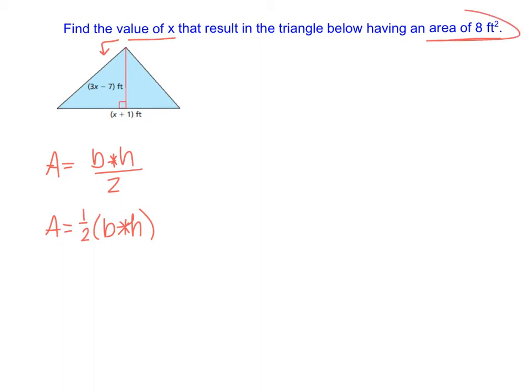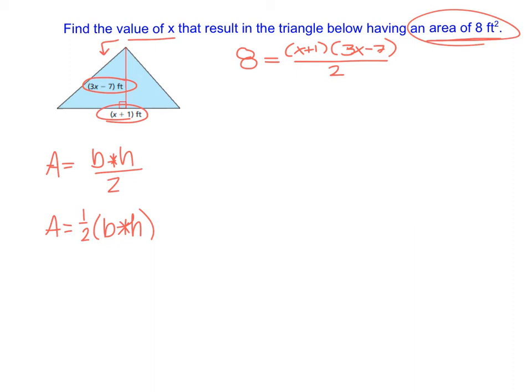So the first thing I note is that I have an area of 8 feet. So I'm going to write my area as 8 equals my base, which is x plus 1, times my height, which is 3x minus 7, all divided by 2. So that's my original equation. And to me, that looks a little bit messy, but I have some rewriting tools I can use in order to make that look a little bit nicer. So we substitute in the values that we know to start.